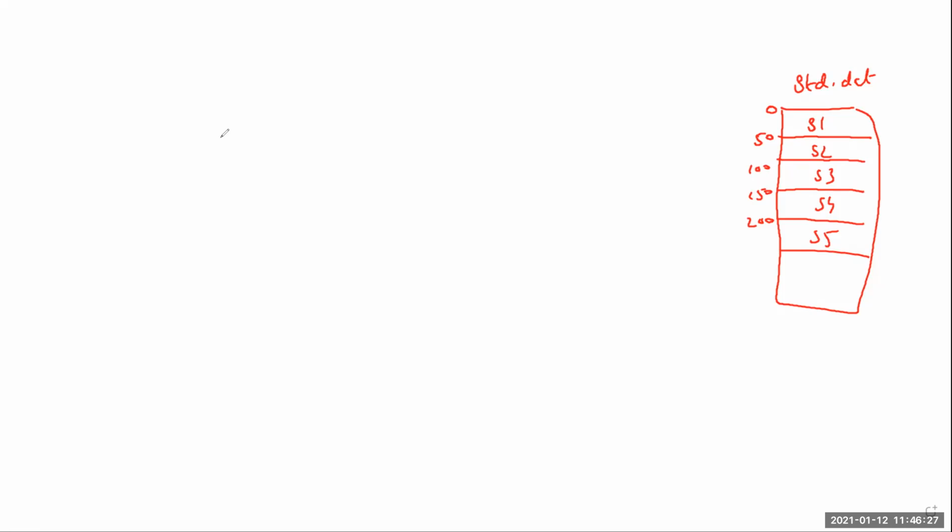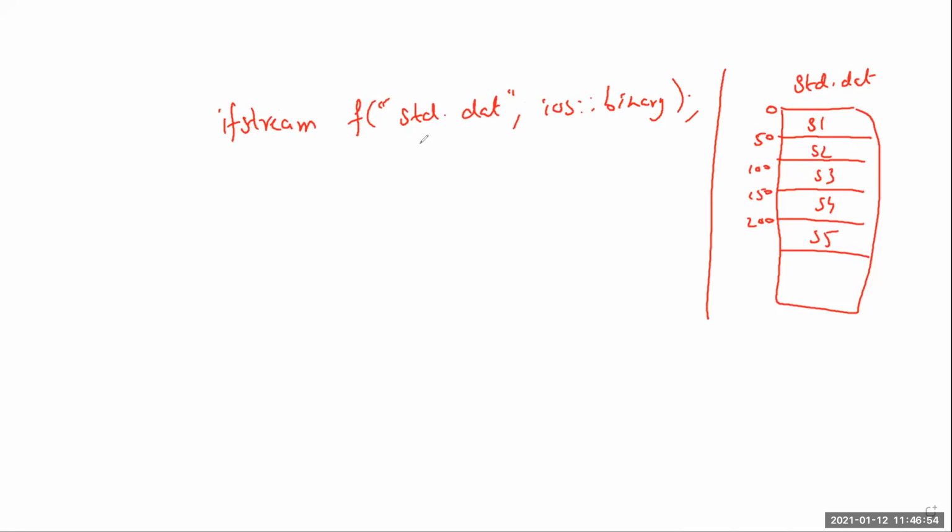So when you open a file for reading, say ifstream f, here you write student dot dat and ios binary. Suppose you want to know how many records are there in the file. I have drawn it so you can see it, but your program does not know. When it opens the file, we know that by default your file pointer is at byte number 0. So presently your file pointer is here at byte number 0.